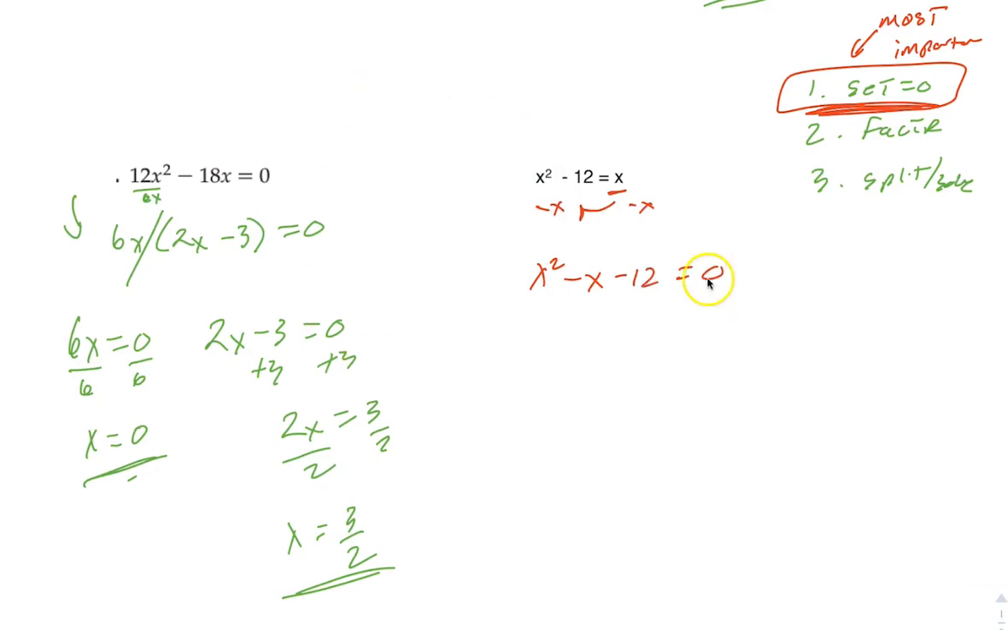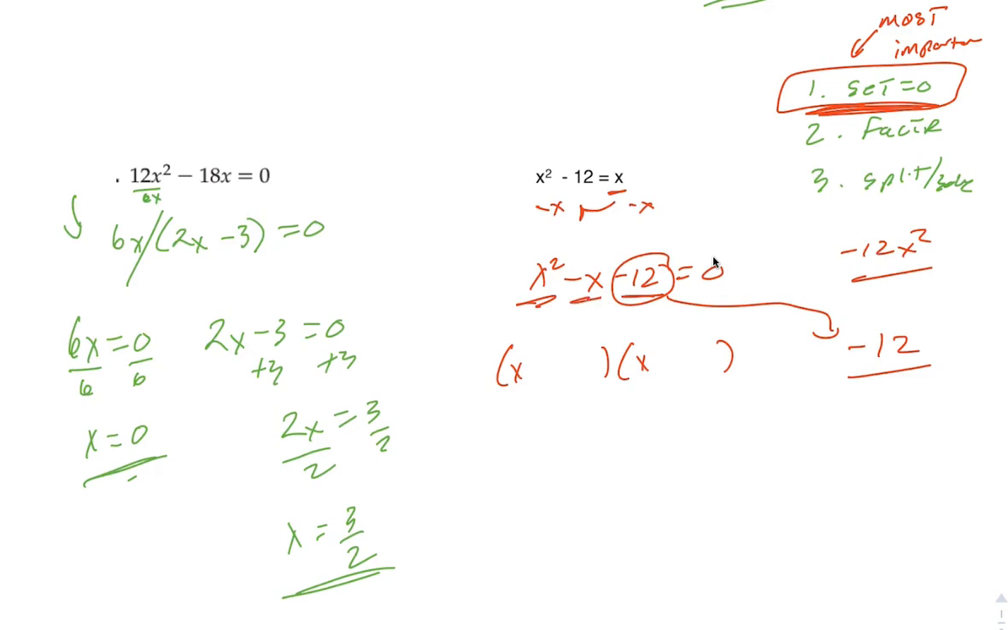Now we just have to factor this. Remember, you can factor this any way you want. You can multiply these two things if you want. But really, since there's no number in front, I know it's going to be x and x. I just have to find a combination of factors of -12 that gets me -1. So that would be -4 and 3.